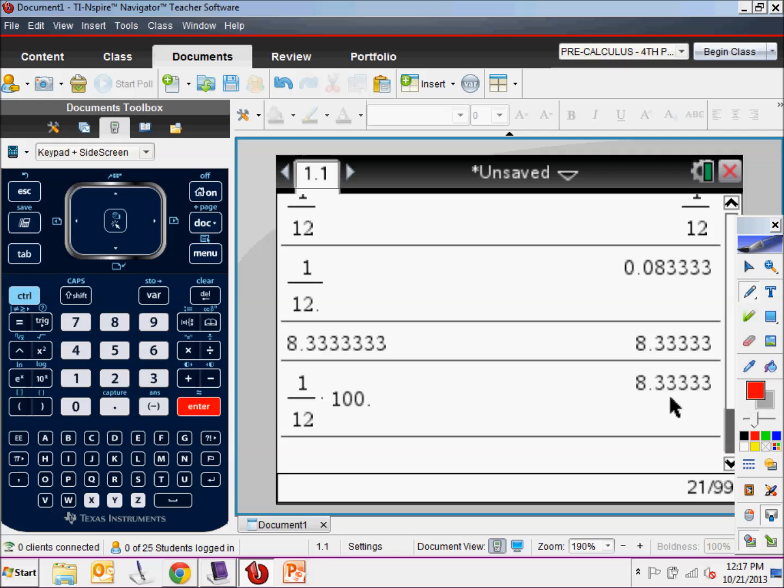Because 100%, what's the highest percent you can have? 100%. Why do you move the decimal place over twice? Because you're moving it over twice for the hundredths place. This is my hundredths place. So when I move my decimal place over twice, I'm moving it to the hundredths place. So that's why you times it by 100.